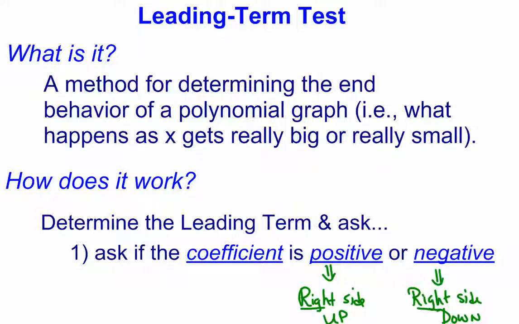In this segment, we're going to take a look at something called the leading term test, and this is for polynomial functions. What it does is it helps us determine the end behavior of a polynomial graph. That is, what happens when x gets really big on the positive side towards the right side, or really small on the negative or the left side.